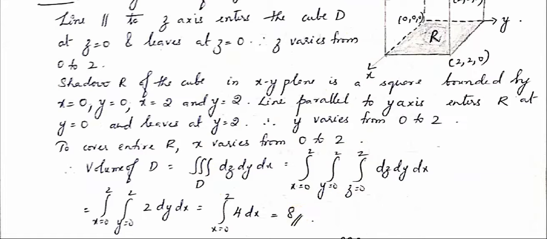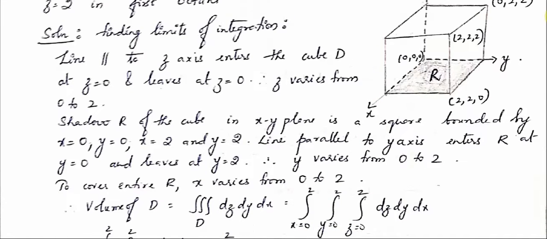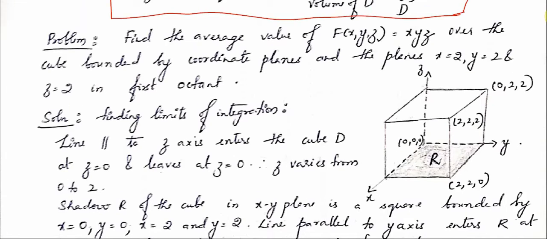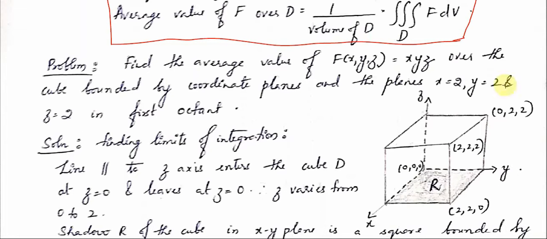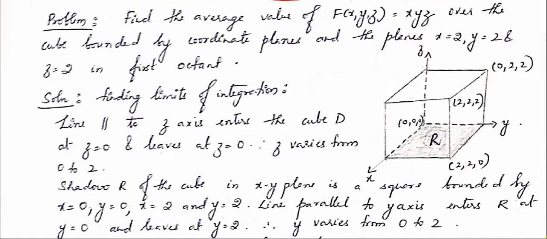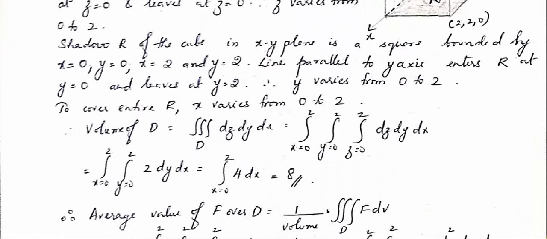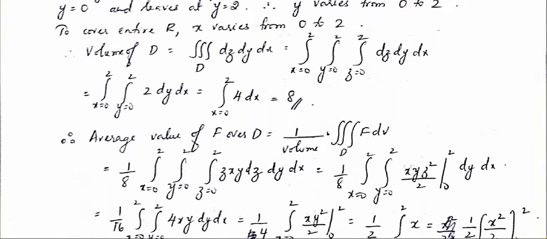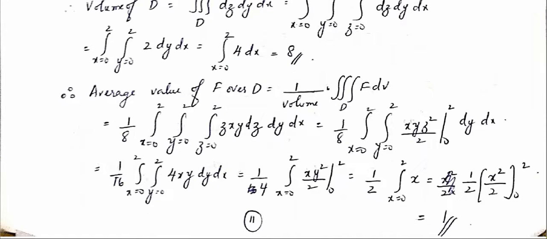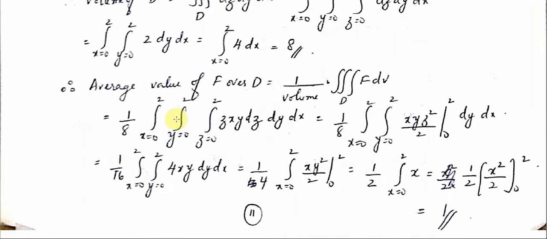Okay. The average value is 1 by volume. What was the formula? Just go back and check the formula once more. 1 by volume of D times triple integral over D of f dV, where f was x, y, z. Alright, so we got the volume to be 8, isn't it? And therefore 1 by volume times triple integral over D of f dV, the value is going to be the integral where x varies from 0 to 2, y varies from 0 to 2, z varies from 0 to 2, of x, y, z times dz, dy, dx. Okay, you can just do the integration.